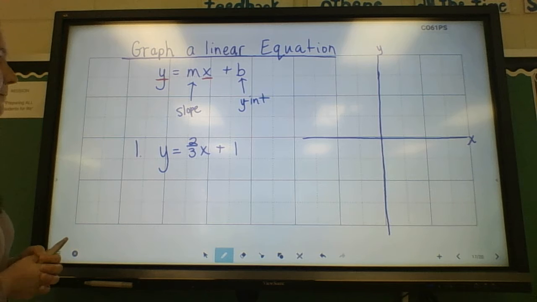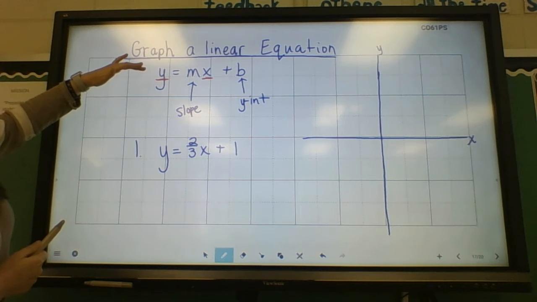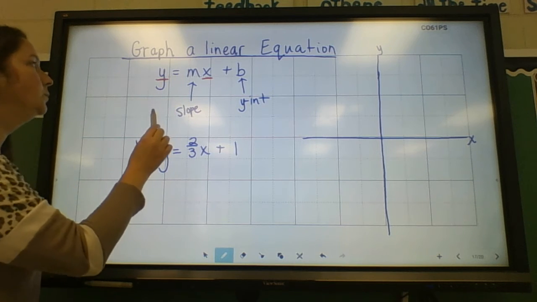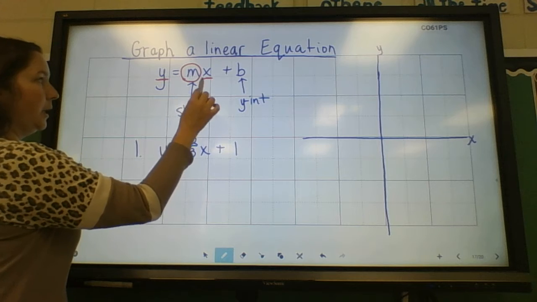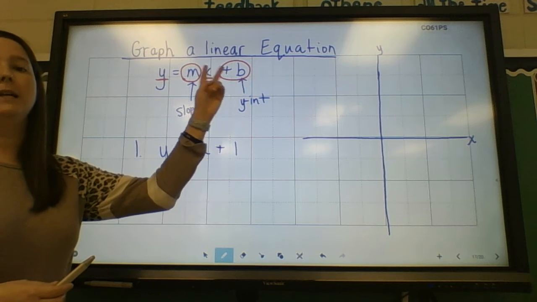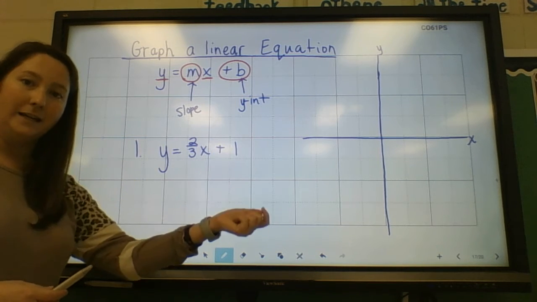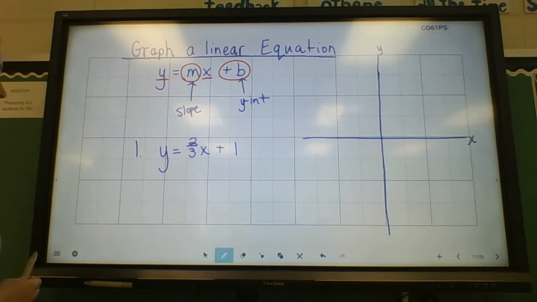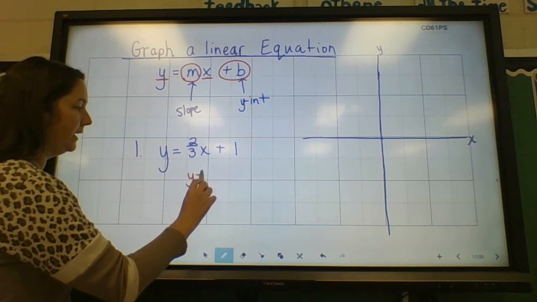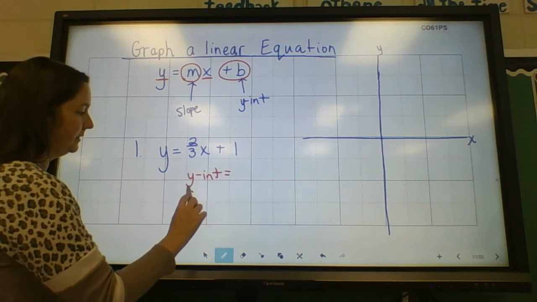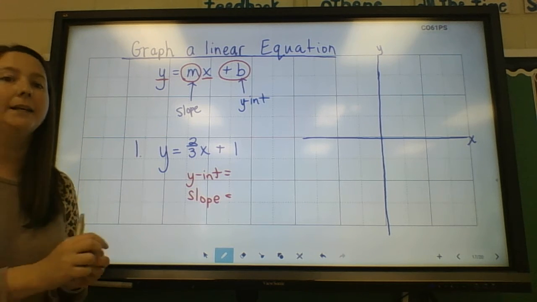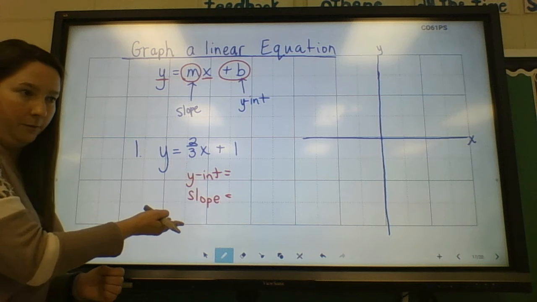All right, so we have to remember the slope-intercept form. We did this a couple of videos ago, where m is our slope and b is the y-intercept. And remember, I circled the plus b because if there's a minus, then it's a negative y-intercept. Okay, so what we've got to do is find out what is the y-intercept and what is the slope. Every single equation, you're going to write y-intercept and slope.